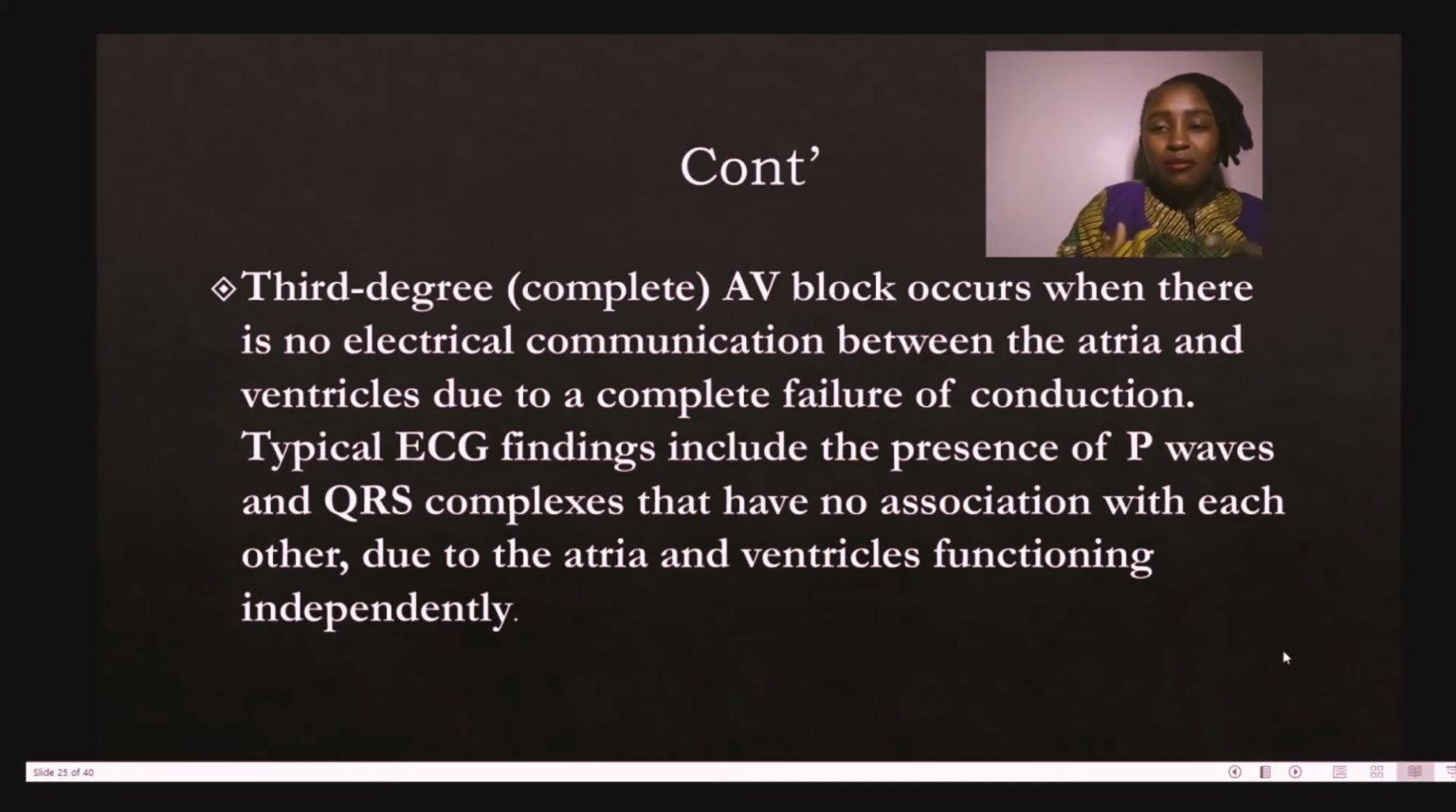Like when I'm saying "lub" and "dub": the lub is produced when the blood is moving into the ventricles from the atria. And then the dub appears when the blood is moving out of the ventricles, out from the heart to either the lungs or the rest of the body. So lub-dub. When that association is not there, you will have your P waves, lub, and then you pause, then you get your dub.